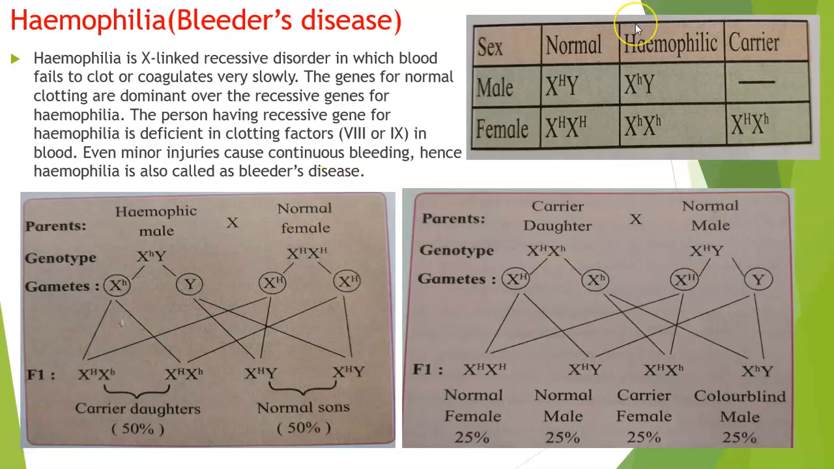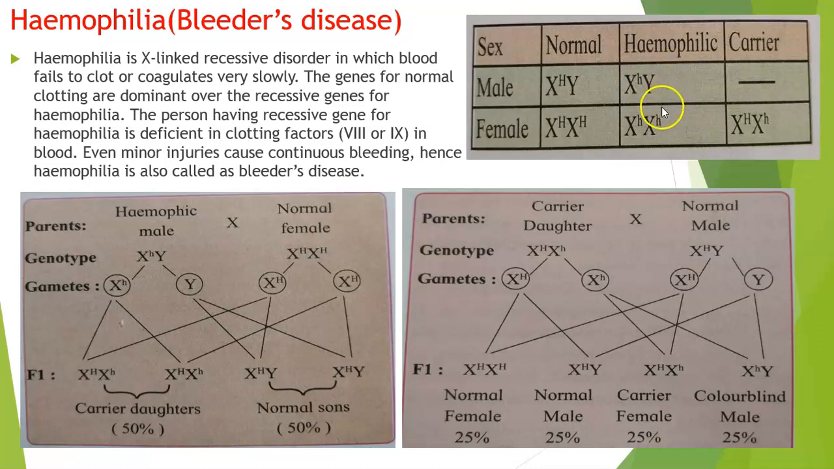The genotype of the male and the female individuals can be represented as follows. Here, capital X and capital H is the normal gene for the clotting factor and it is dominant, and here capital X and small h is the recessive gene for hemophilia. The recessive gene for hemophilia is located on the non-homologous region of your X chromosome and there is no corresponding allele on the Y chromosome to suppress its effect. So the men suffer from this disease.